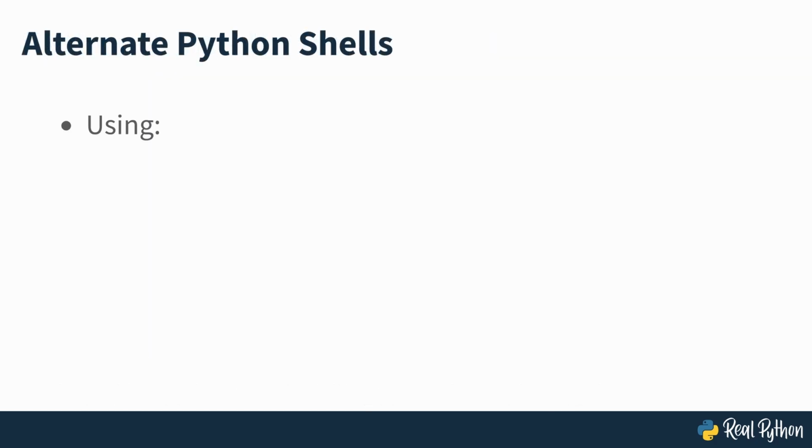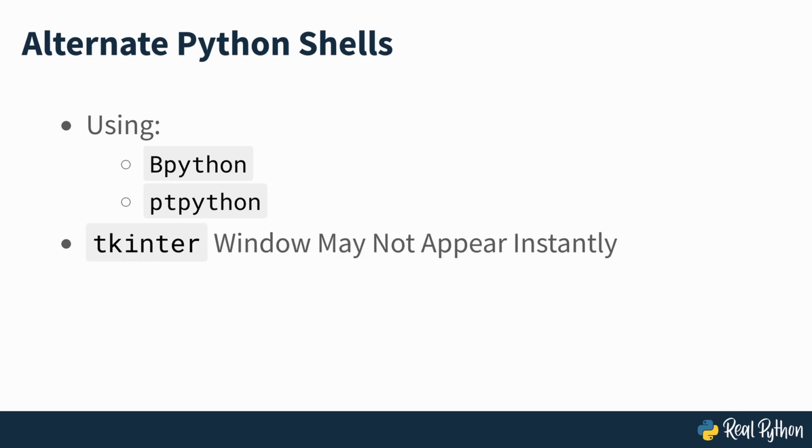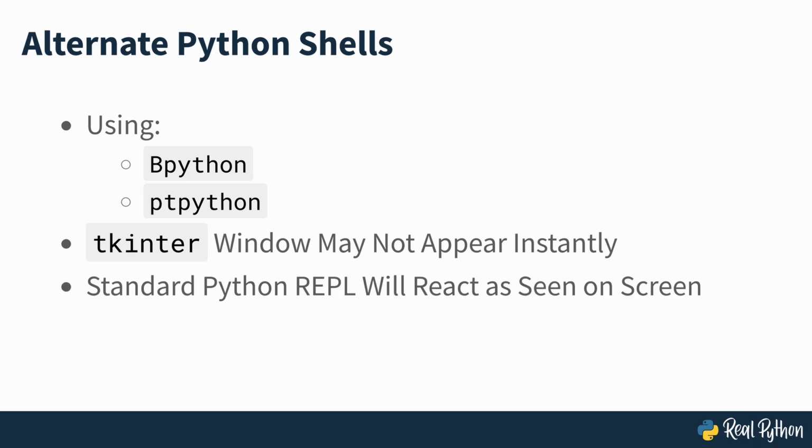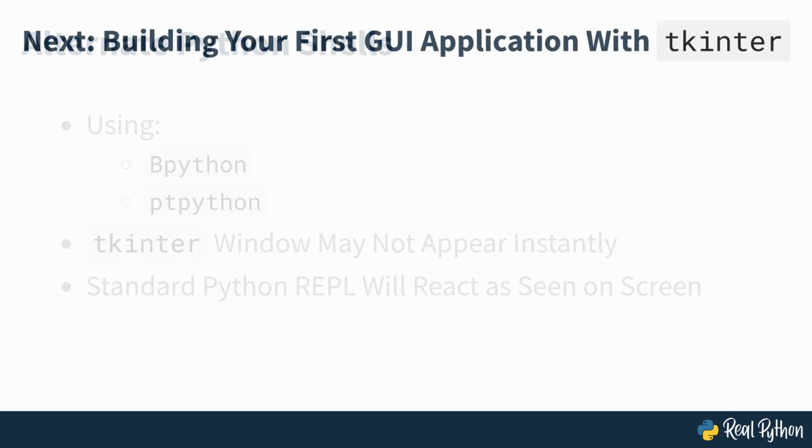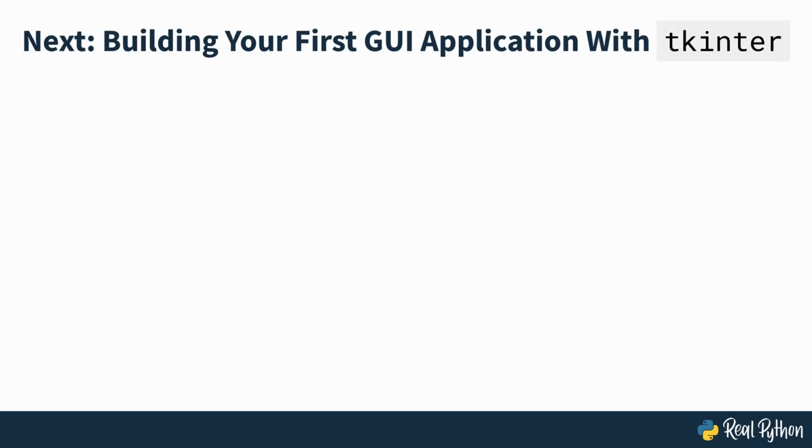Also note that if you're using an alternate Python shell such as bpython or ptpython, you may find that the Tkinter window doesn't open straight away when you issue the commands to do so. So while you're getting familiar with the library, stick to the Python standard REPL instead, as this will react in the same way as you see on screen. Now that you have Tkinter up and running, in the next section of the course, you'll start using it by building your first GUI application.